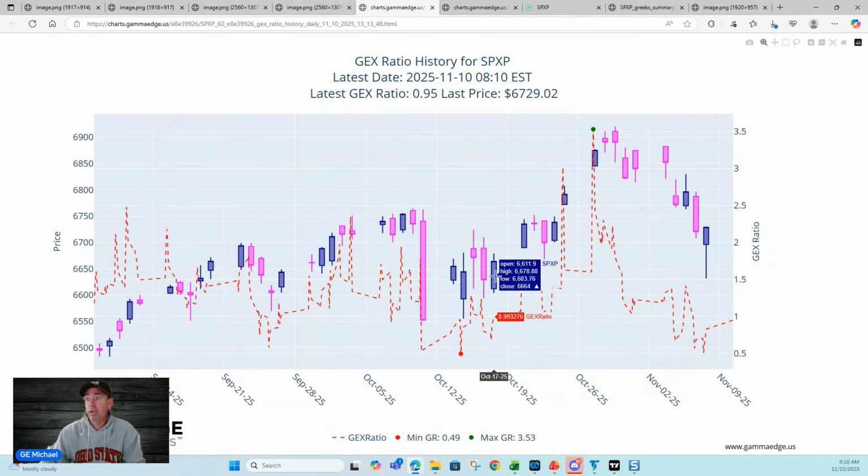As we've seen over here, as the SPX continued to rise in spot price, we saw the GEX ratio continuing to make higher highs and higher lows. So we'll continue to watch this day over day. But again, this is just another tool to keep a great eye on for overall positioning of market participants.